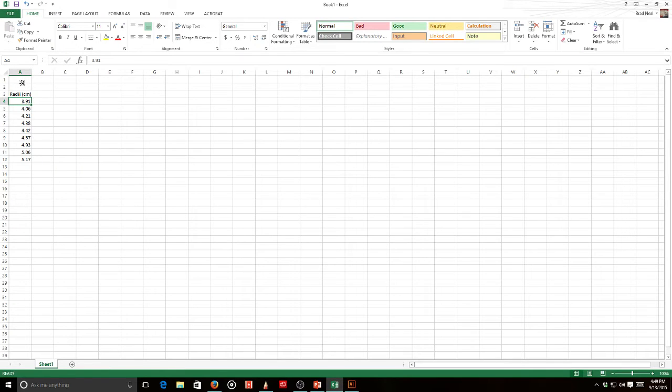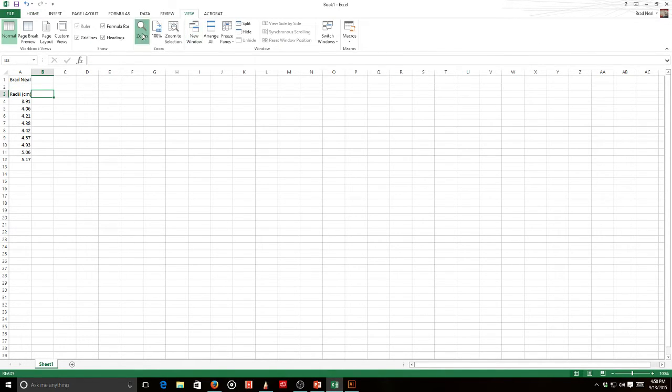Okay, so first I'm going to put my name up here in this first cell. Every document should have a name in there. Let's see if we can figure out a way to zoom this in too. Zoom 100? Sure, why not?